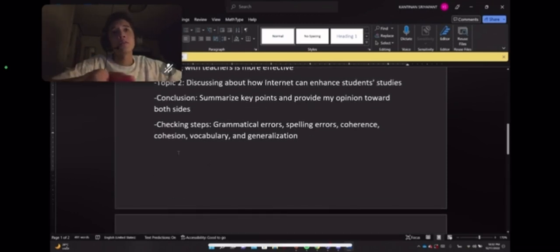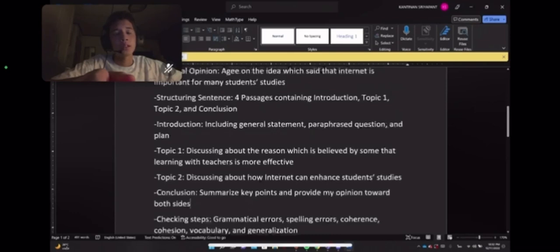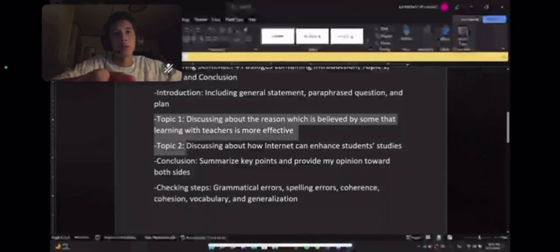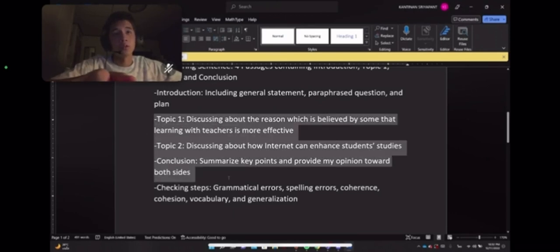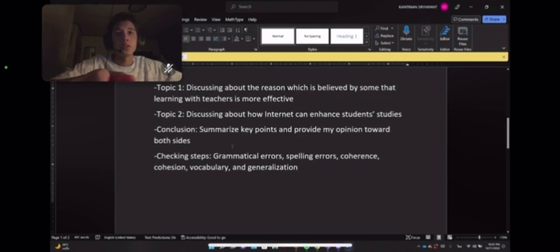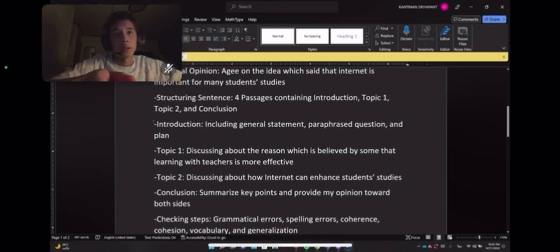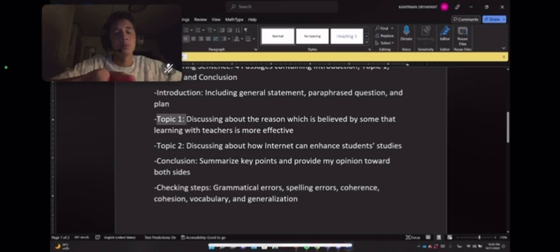Okay, so after you finish writing all of this, I forgot to tell you about one thing. It's about the order of writing. Firstly, you should write topic 1 and topic 2 first, because it's the body part. This is the main idea that you're gonna state to your reader. After that you should summarize your points, and then you can write the introduction, which is directly related to both of your topics.